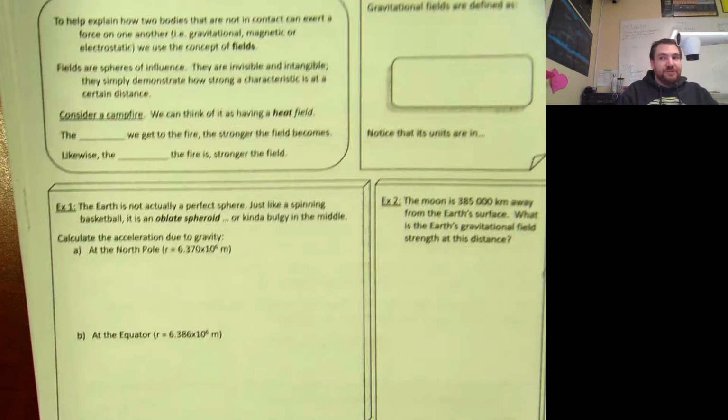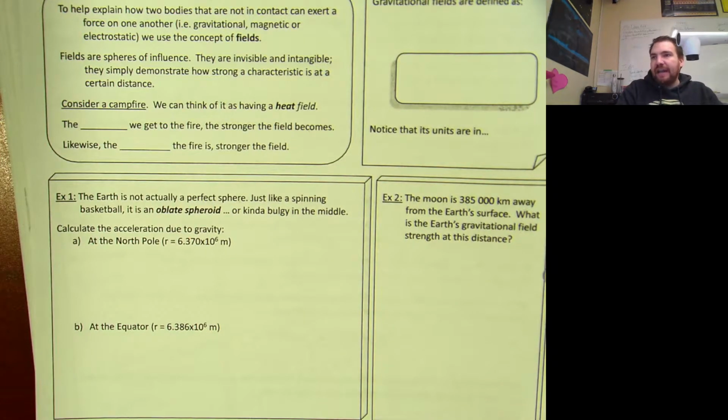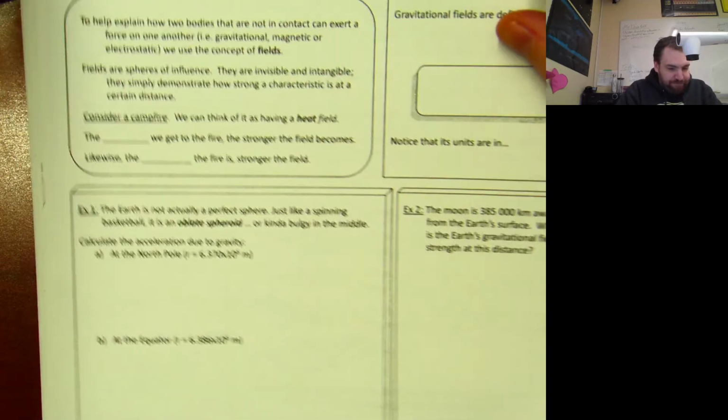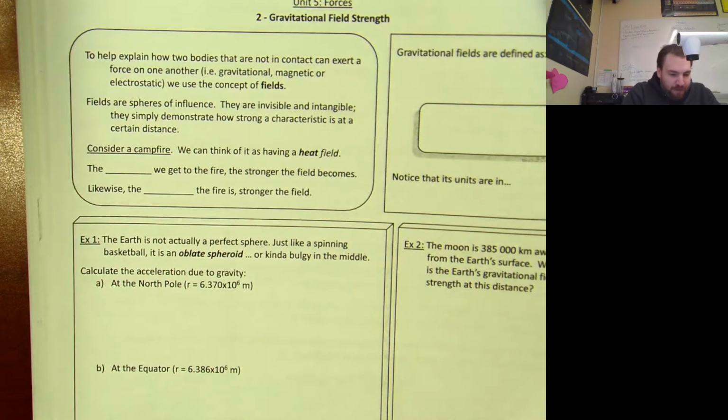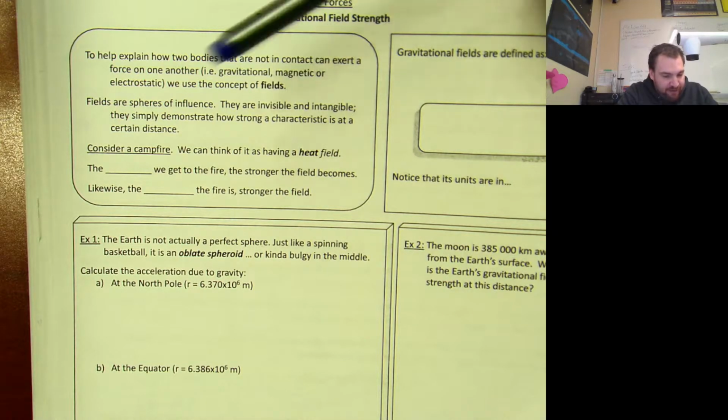Flip the page. Let's do some more. We are going to look at gravitational field strength, and we're going to look at satellites today. Here we go. To explain how two bodies that are not in contact with each other can exert a force on each other, i.e. gravitational, magnetic, or electrostatic.